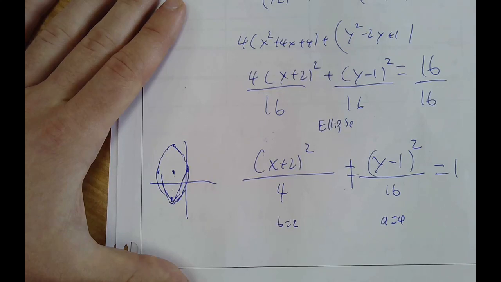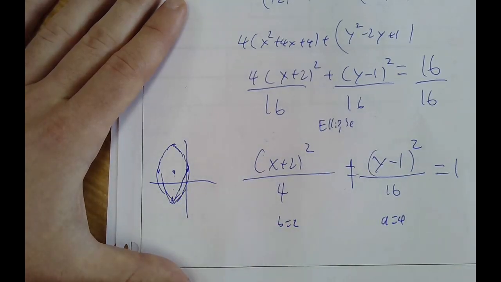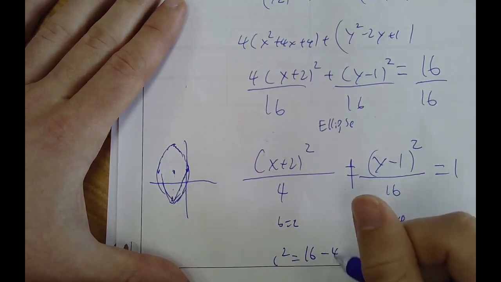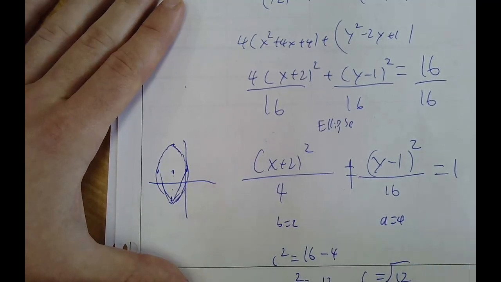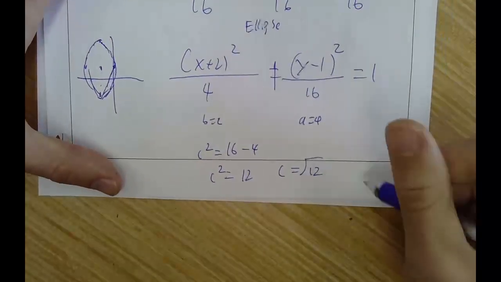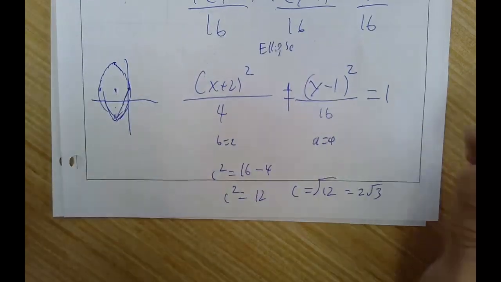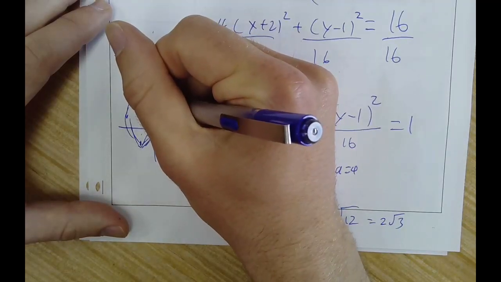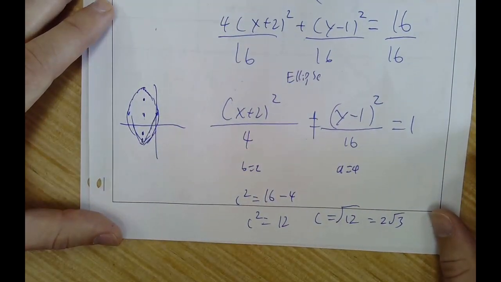And it said to identify the foci. Okay, so we'd still have to do the foci, which for ellipses is c squared equals a squared minus b squared. So c squared would equal 12, so c would equal root 12, which is the same as 2 root 3. So that would go here and here.